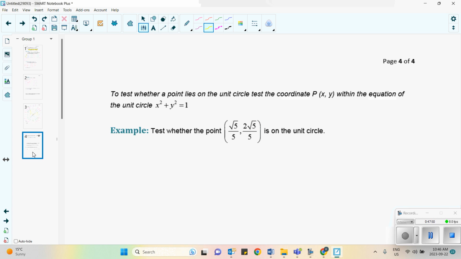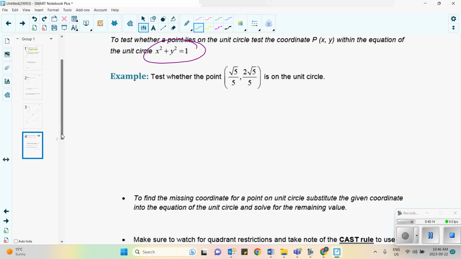We're going to pause on the unit circle for a second, and we're going to see if this point lies on the unit circle. This is the formula from the values of the coordinates on the unit circle. All you're going to do, ladies and gentlemen, is substitute these values into the equation and see if the left-hand side equals the right-hand side. It's pretty straightforward.